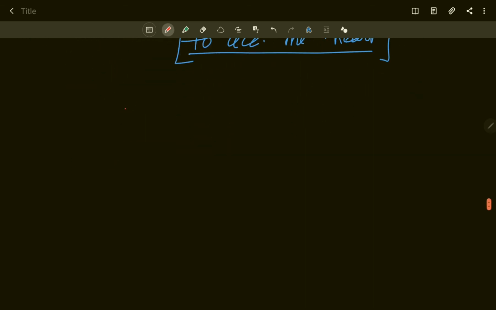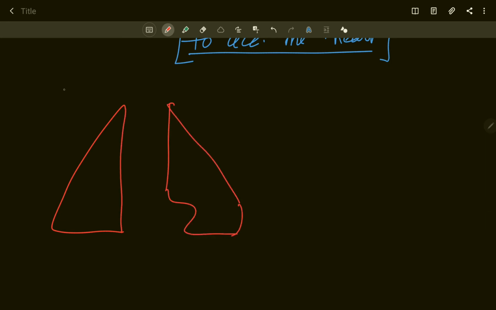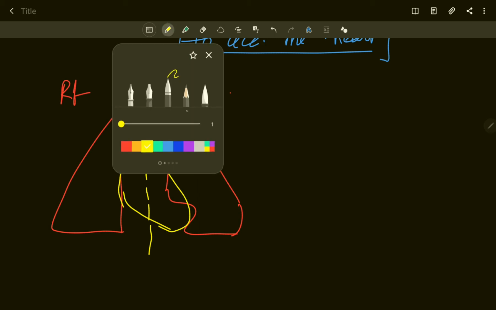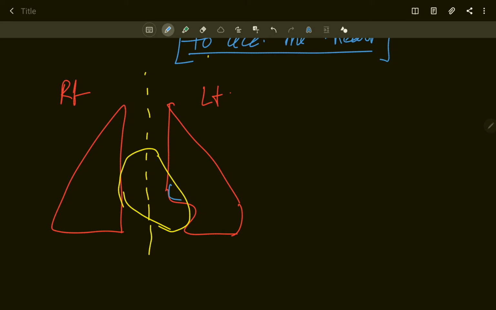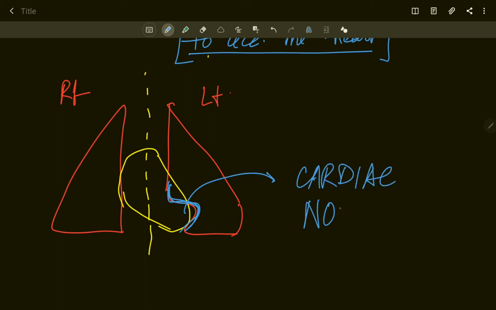Actually, this is your right lung and this is the left lung. So this is the right lung, this is the left lung. And where is your heart located? Your heart is located like this. So to accommodate our heart, some portion here in your lung is absent, and this area is called the cardiac notch of the lung. Which lung? The left lung normally.